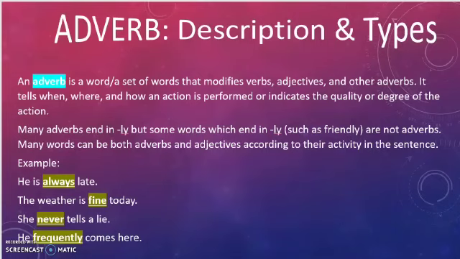For example, he is always late. The weather is fine today. She never tells a lie.